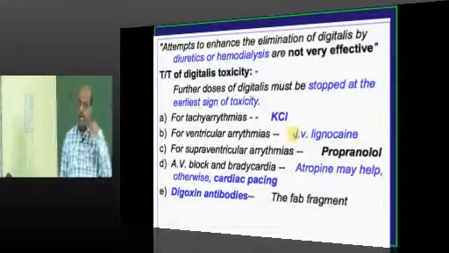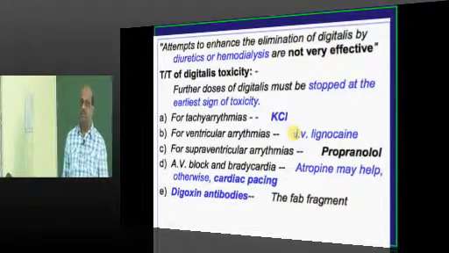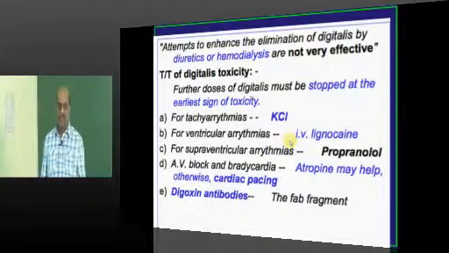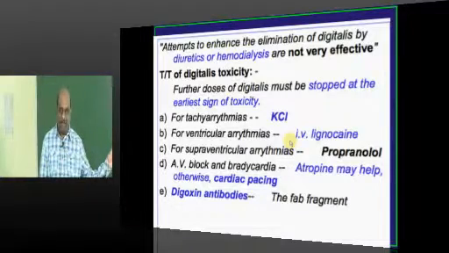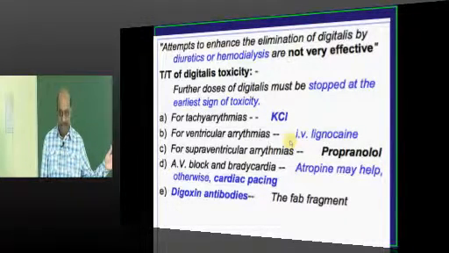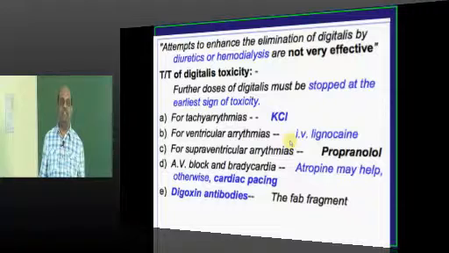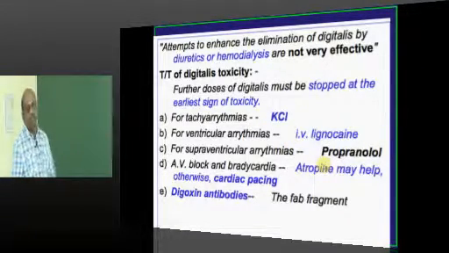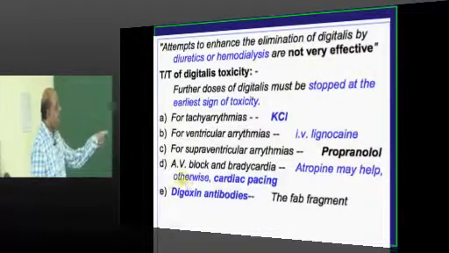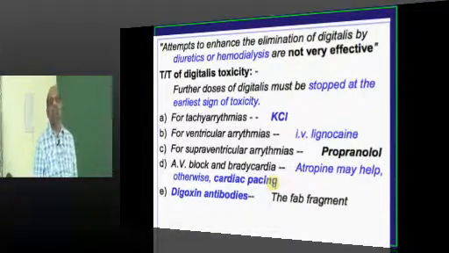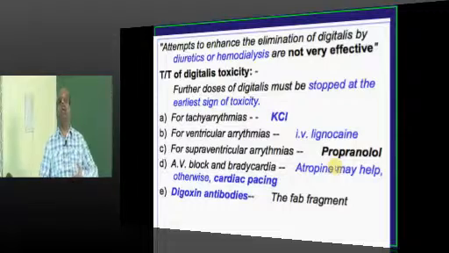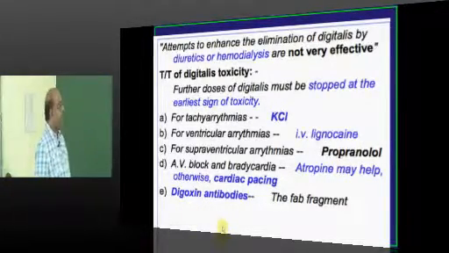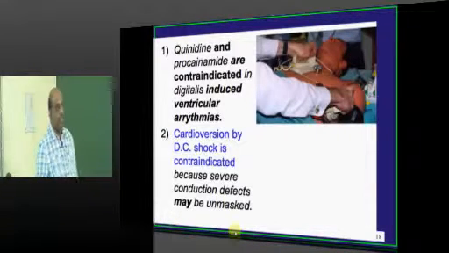For supraventricular arrhythmias induced by digoxin, because digoxin itself is a drug used to control the ventricular rate, if there is supraventricular arrhythmia, right? If the policeman himself commits a murder, what do you want to do? Propranolol. Then if there is any AV block and bradycardia due to digitalis toxicity, due to the high vagomimetic activity, give atropine. That is what needs to be remembered.